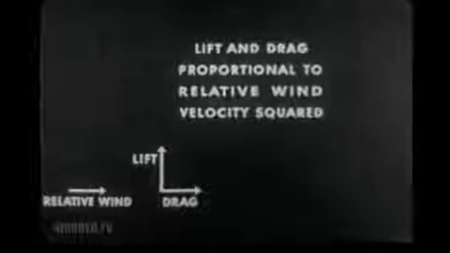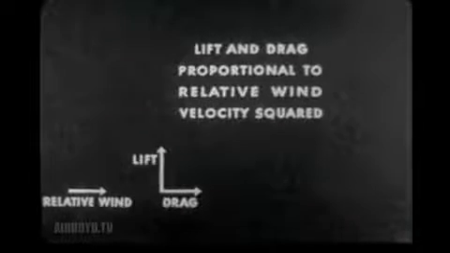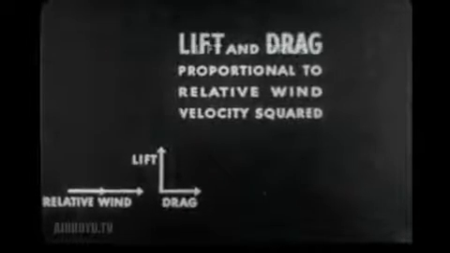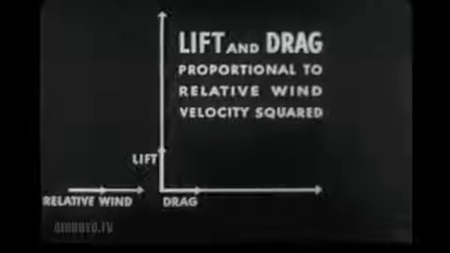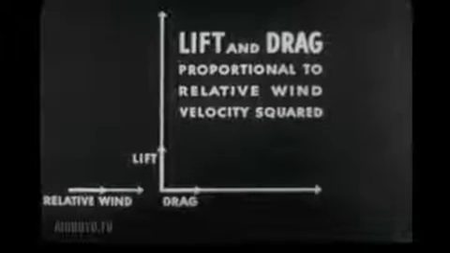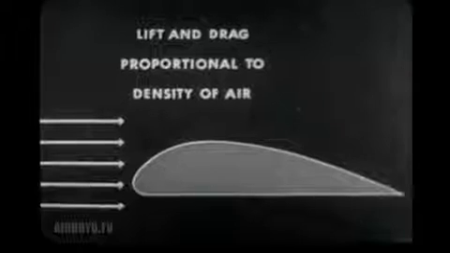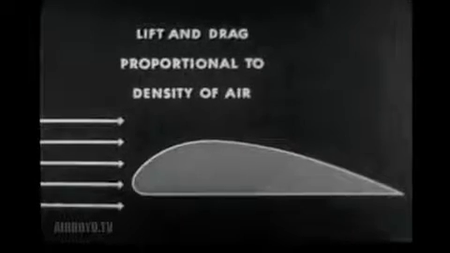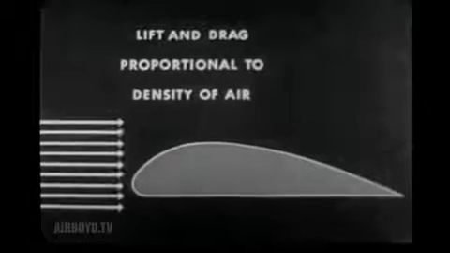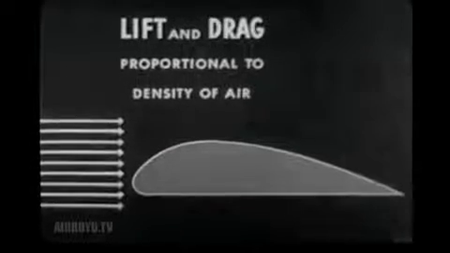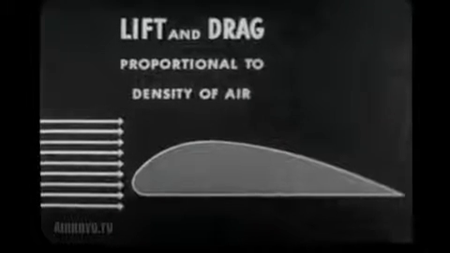Lift and drag vary directly as the square of the velocity of the relative wind. If wind velocity is doubled, lift and drag are multiplied by 4. Lift and drag are directly proportional to the density of the air passing over the airfoil. If air density is doubled, lift and drag are also doubled in value.